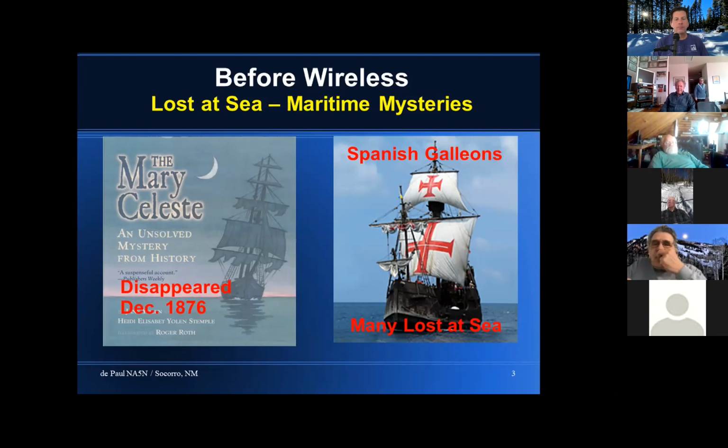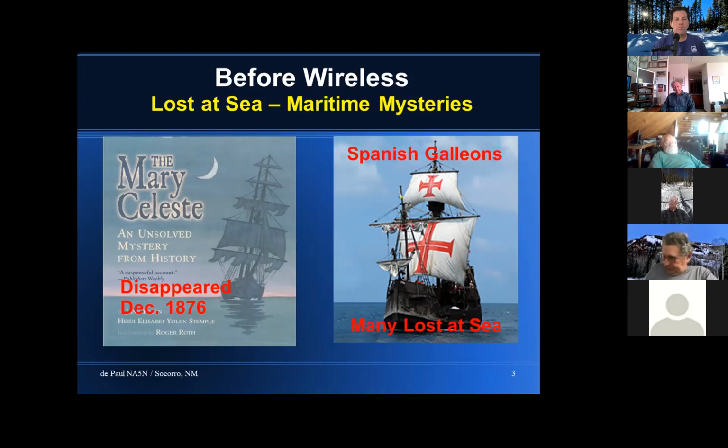It had a cargo of 1,700 barrels of denatured alcohol. We're going from North America to Italy carrying alcohol. I think of something about coal to Newcastle, but that may not be applicable. Anyway, it was discovered by another ship on December 7th, 1872, off the coast of the Azores, and the ship was under partial sail.